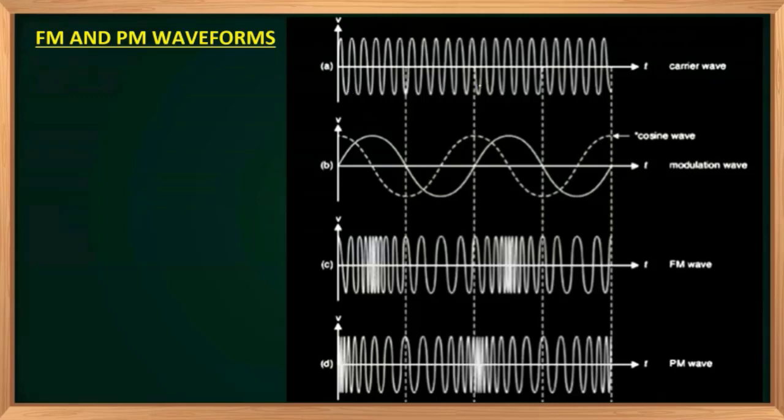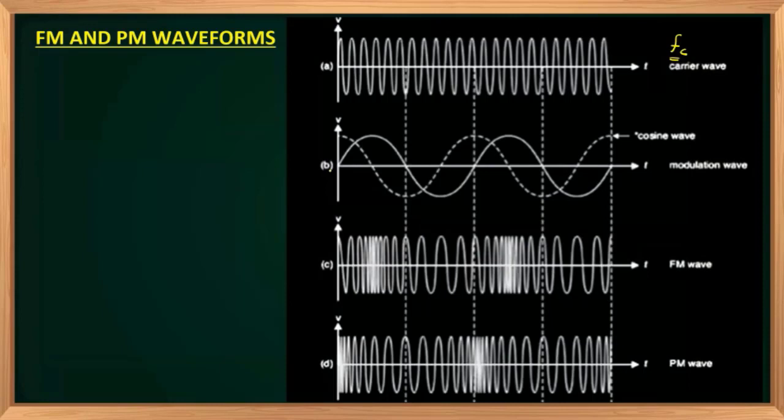First figure is the carrier wave whose frequency is fixed. What is the frequency of the carrier wave? Fc. You can see the time period of the waveform is uniform. Therefore, the frequency of the carrier wave is fixed and is denoted as Fc.